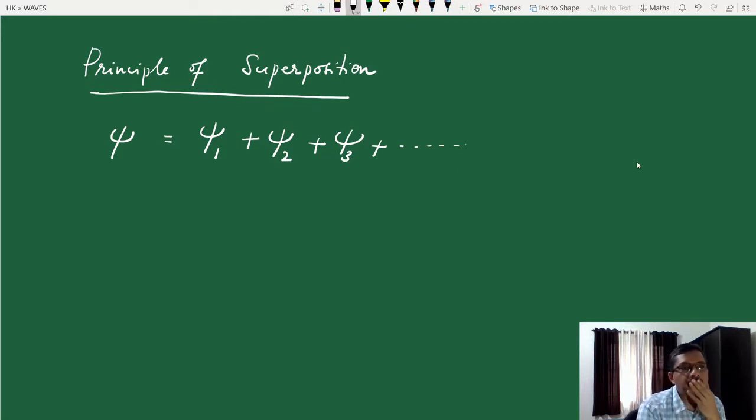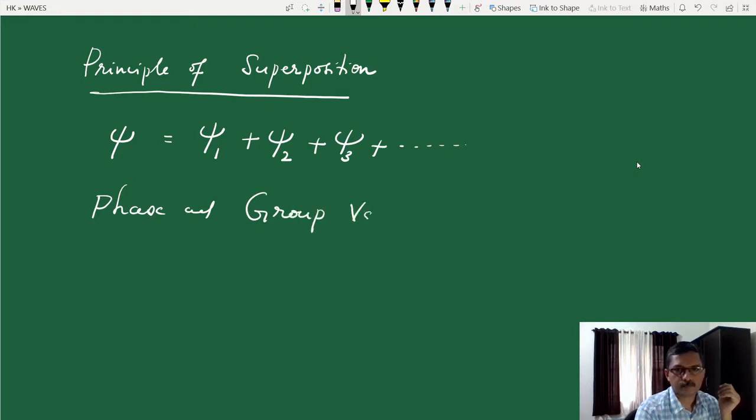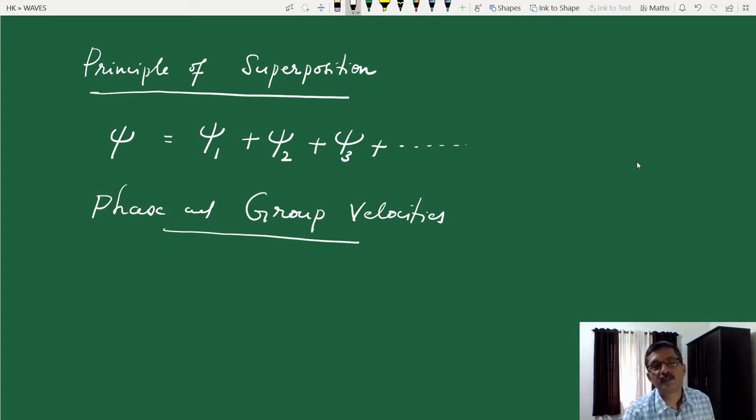Here we are going to discuss phase and group velocities of a wave. Phase velocity and group velocity. Already we have seen the term phase velocity. When a simple harmonic wave is propagating through a region, the wave velocity is usually the phase velocity. What is phase velocity? It is the velocity with which a point of constant phase of the wave propagates.